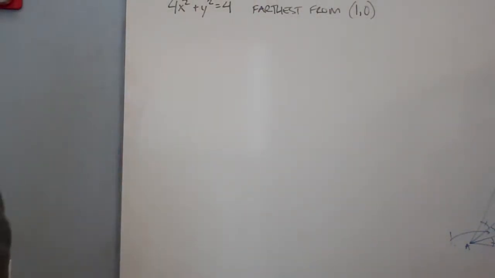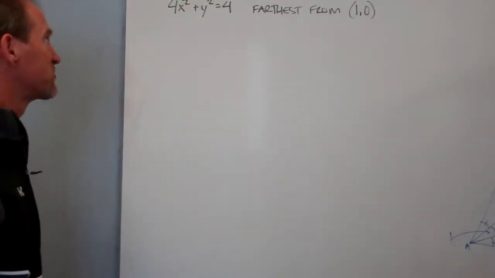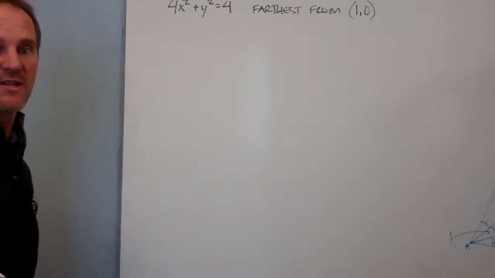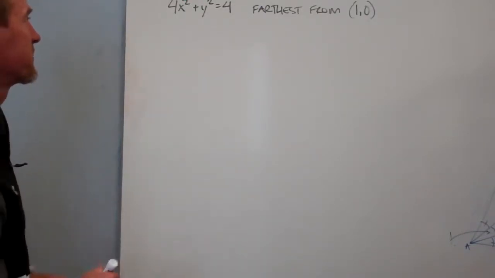Okay, I'm going to try to do one, maybe two of these optimization problems. This is a problem from the book. Find the points on the ellipse 4x squared plus y squared equals 4 that are farthest from the point (1, 0).